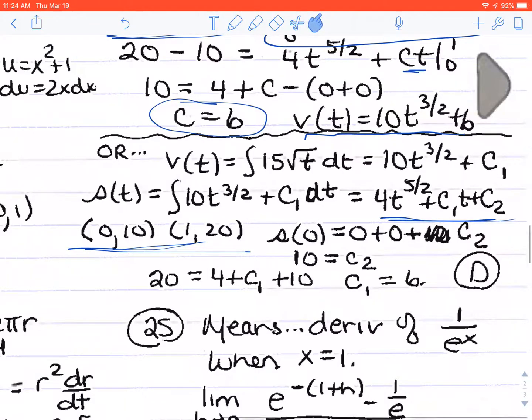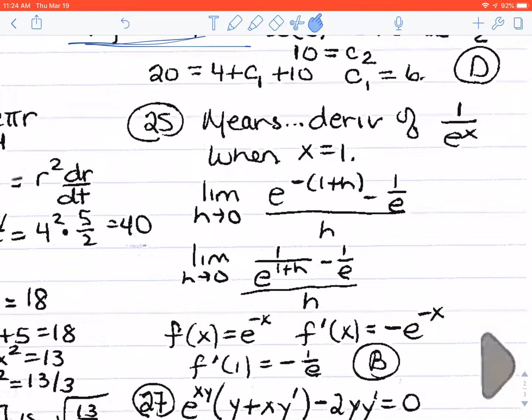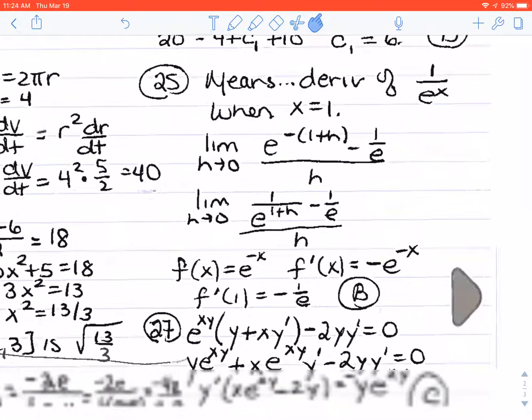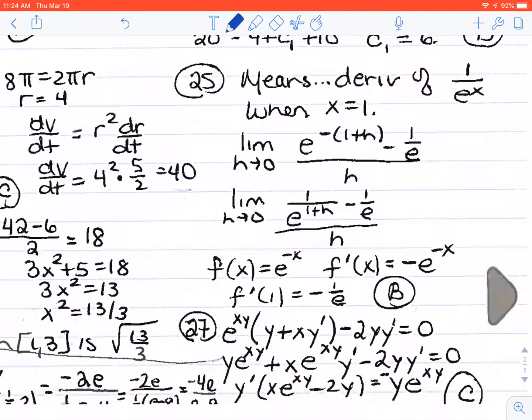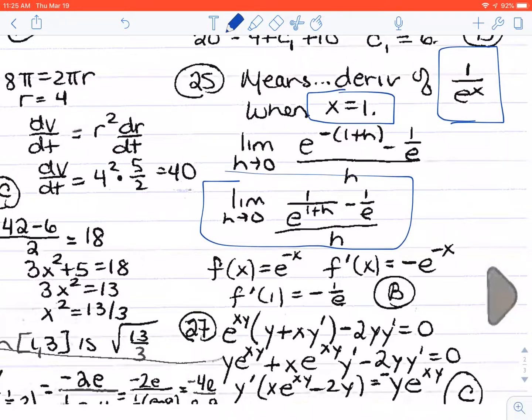And then the last one is number 25. And 25 is giving us this definition of the derivative. So they're giving us the limit as h approaches 0 of f of x plus h minus f of x all over h. So the actual function that we're plugging in is 1 over e to the x, or e to the negative x, and we're finding that when x is 1. So when we plug that in, we will get this in our definition of the derivative, which is what they gave us in the problem.